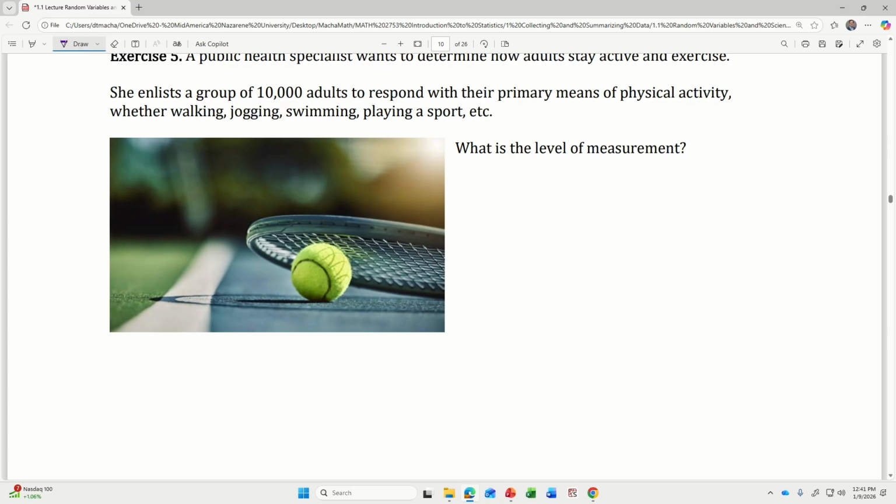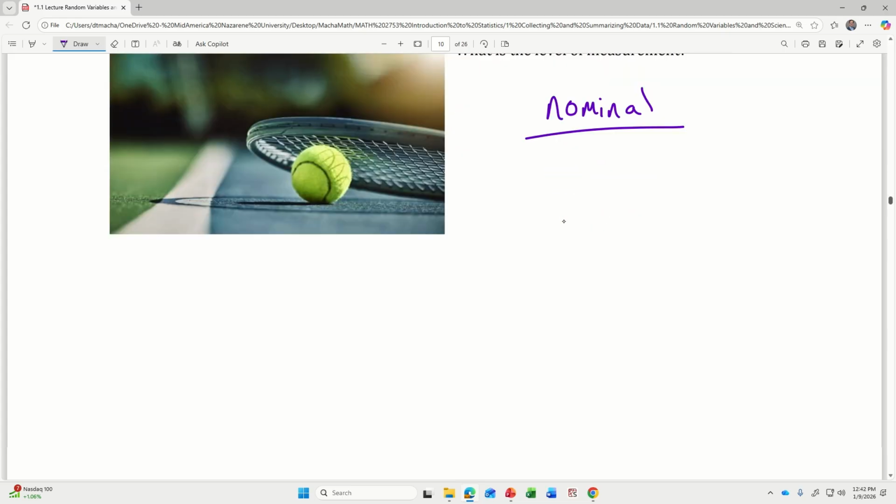If we find 10,000 adults and we ask them what is their primary means of physical activity, what's that level of measurement? Nominal, ordinal, interval, or ratio? Nominal, right? Because as far as I'm concerned, jogging, swimming, playing a sport, it doesn't really matter. Those are just categories, right?